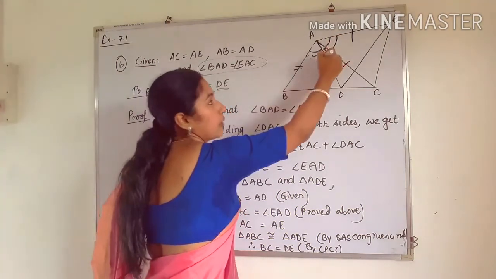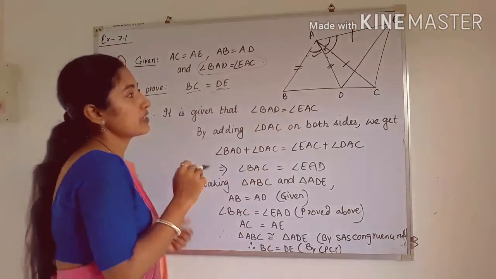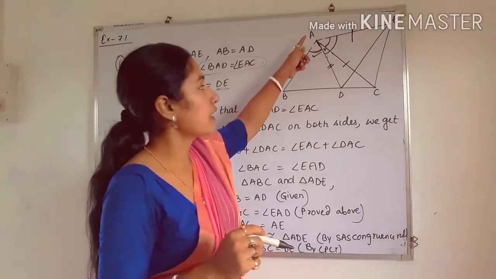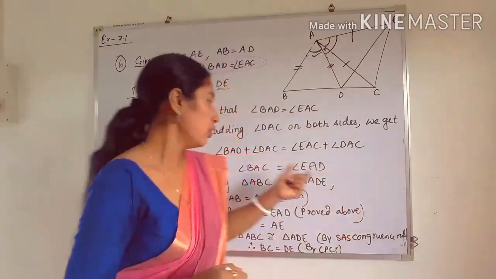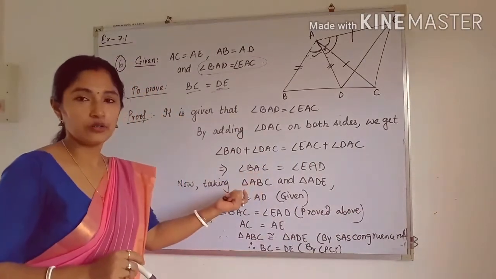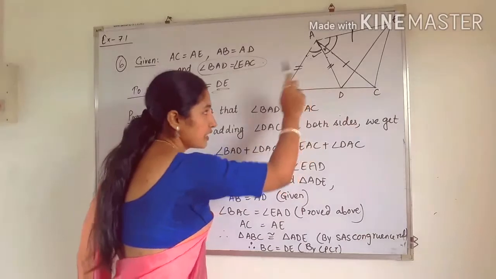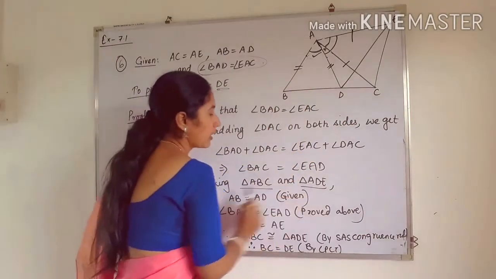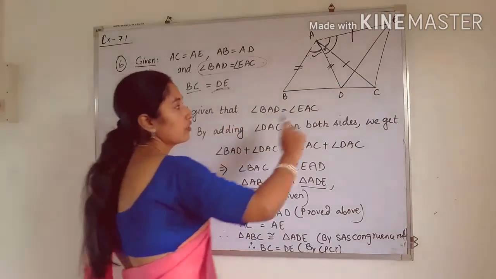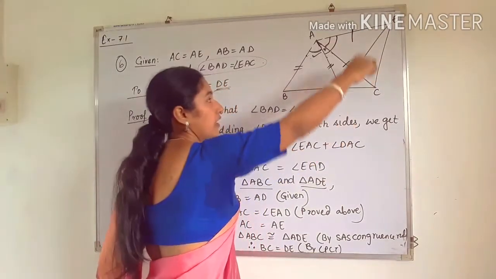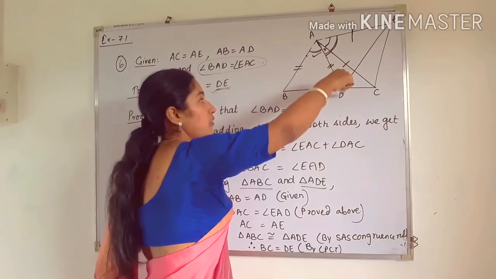The name of this angle is angle EAD, and angle EAD is present in which triangle? It is present in triangle ADE, which we will take further to prove that the triangles are congruent. We have to take triangle ABC because BC is present in ABC, and next we have taken triangle ADE because DE is present in triangle ADE.